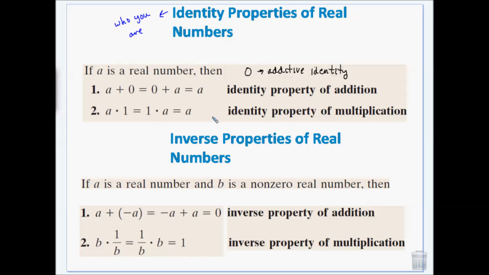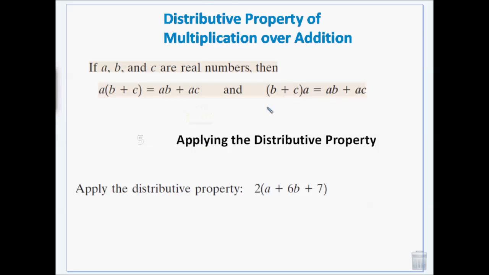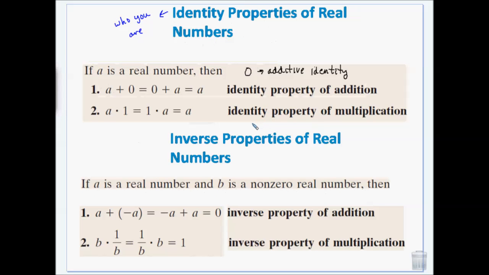And the identity property of multiplication is to multiply by 1, because if you multiply by 1, you didn't change anything, and that makes 1 the multiplicative identity.